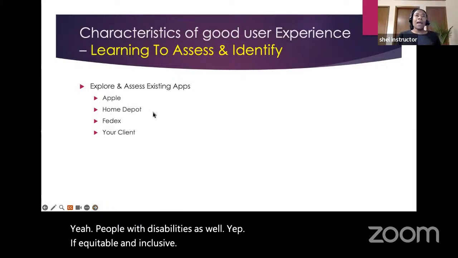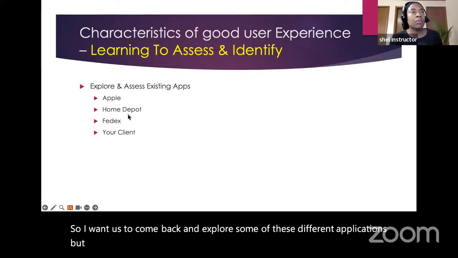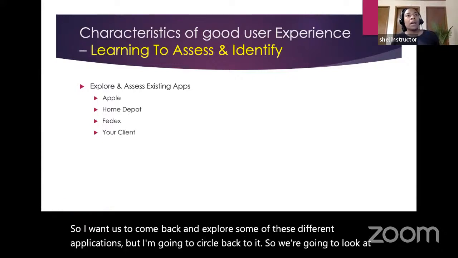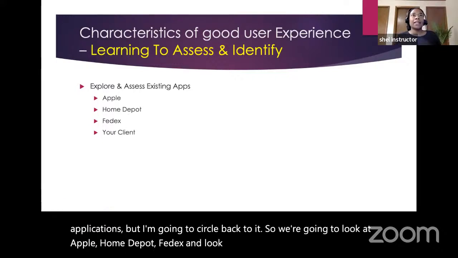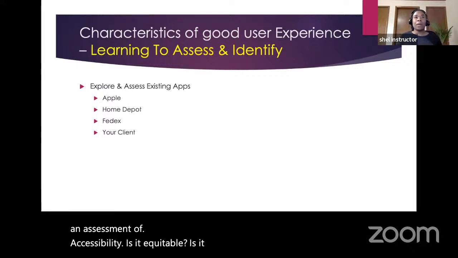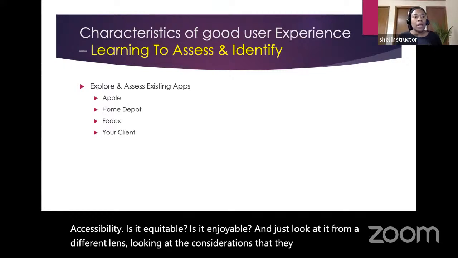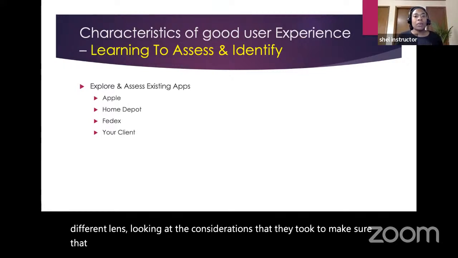So I want us to come back and explore some of these different applications, but I'm going to circle back to it. We're going to look at Apple, Home Depot, FedEx, and one of your clients and do an assessment of accessibility. Is it equitable? Is it enjoyable? And just look at it from a different lens, looking at the considerations they took to make sure that it's equitable.